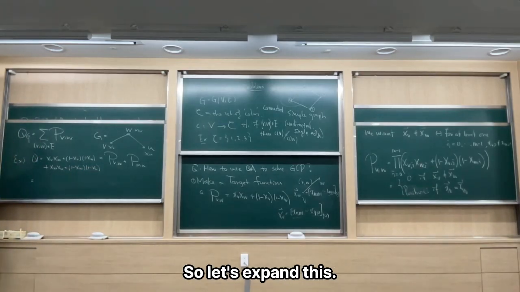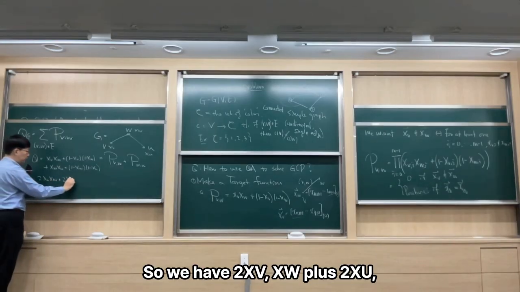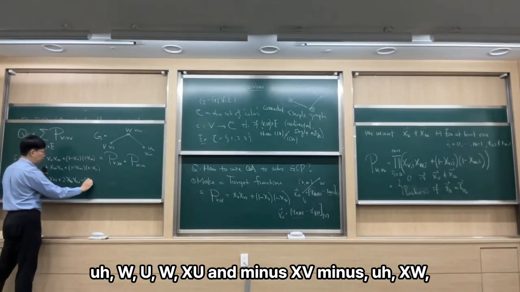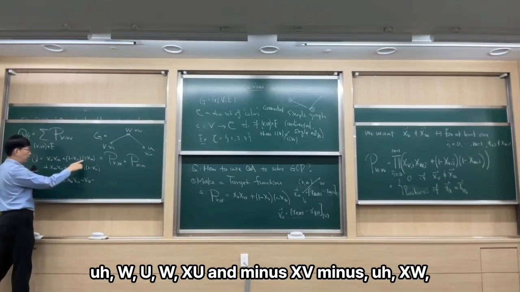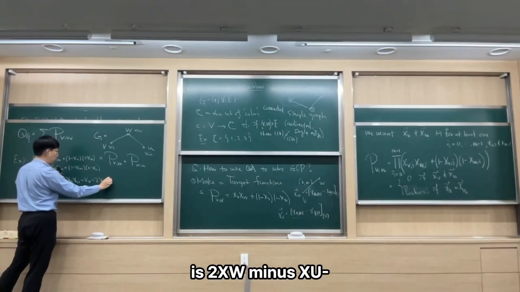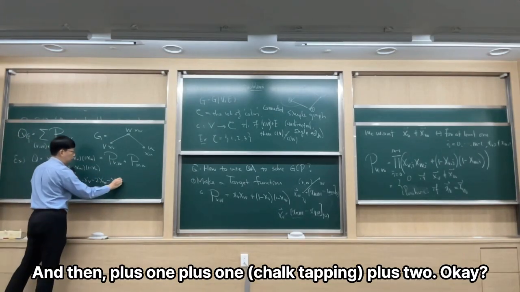So let's expand this. We have 2x_v x_w + 2x_w x_u - x_v - x_w, but there's one more x_w here, so it is -2x_w - x_u, and then plus 1 plus 1, which is plus 2.